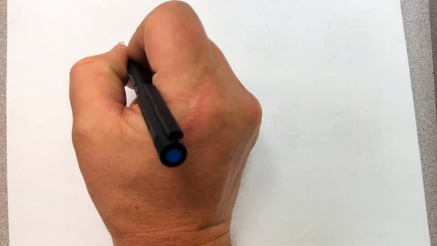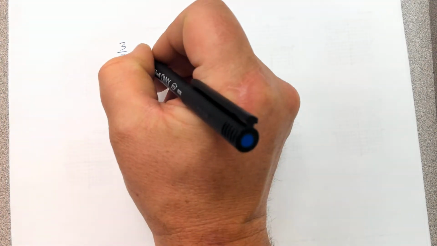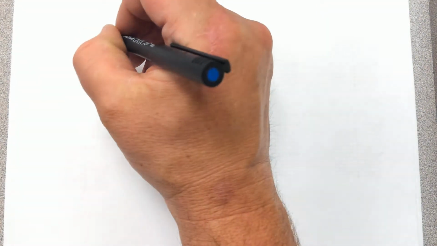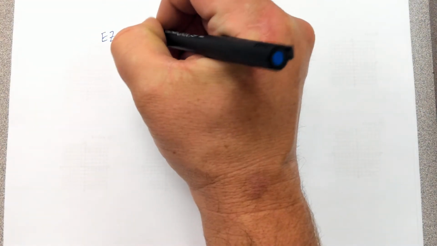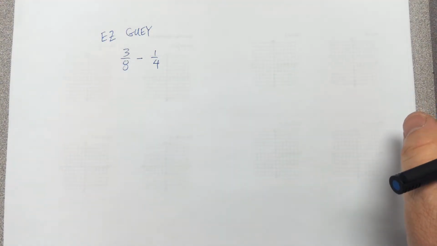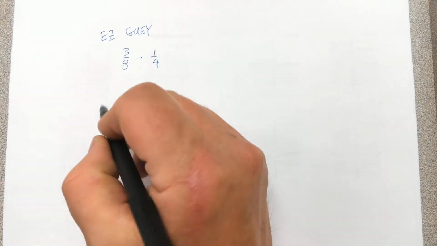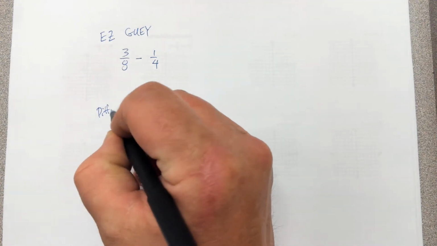Okay, here's what I mean. Let's say we were going to do 3/8, and then let's say we were going to subtract 1/4. Okay? Let's do it the easy way first. And then we're going to do the difficult way.